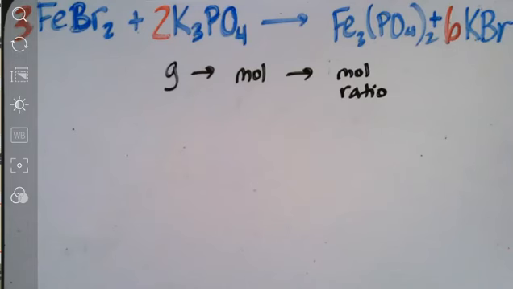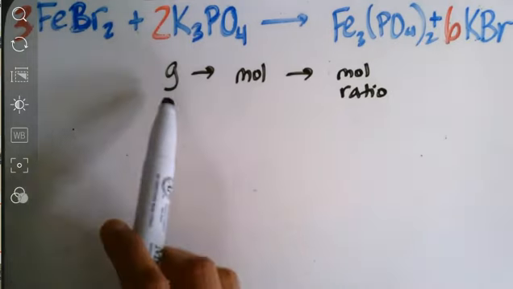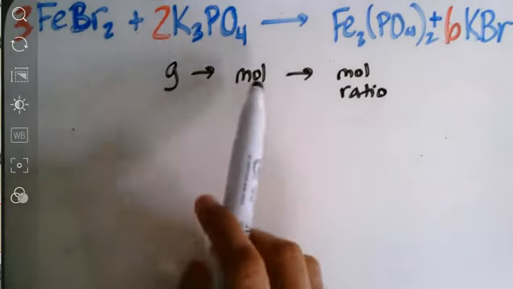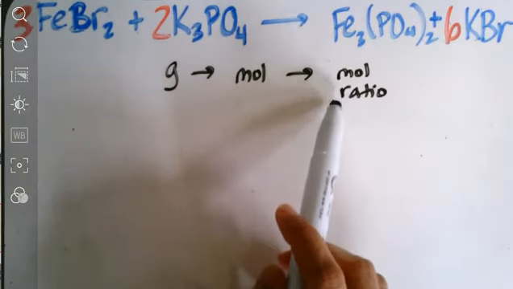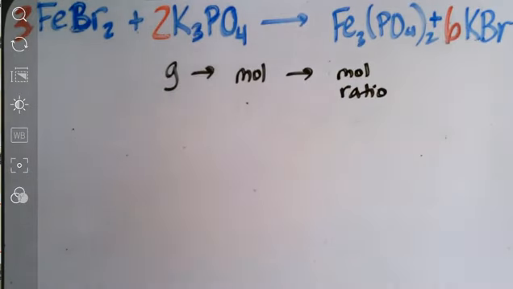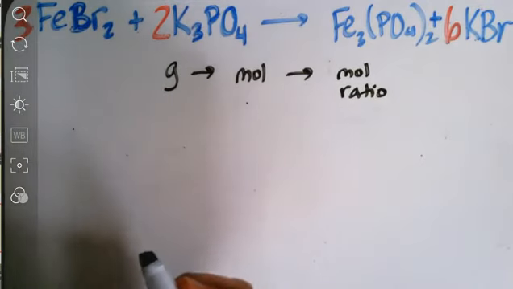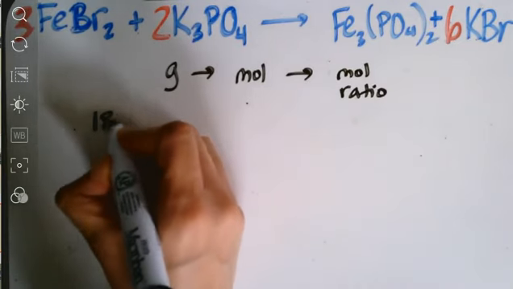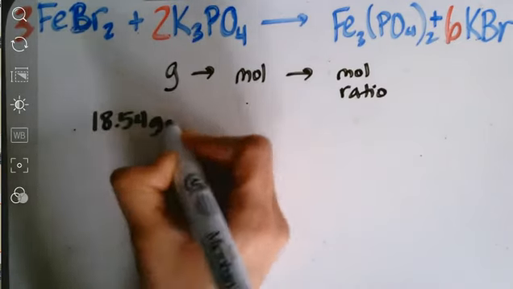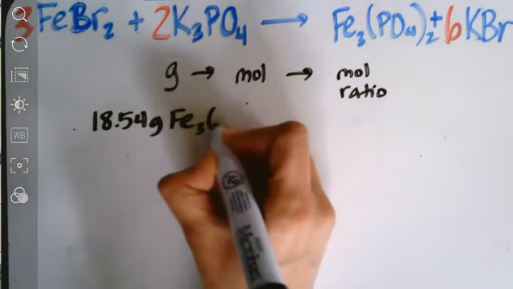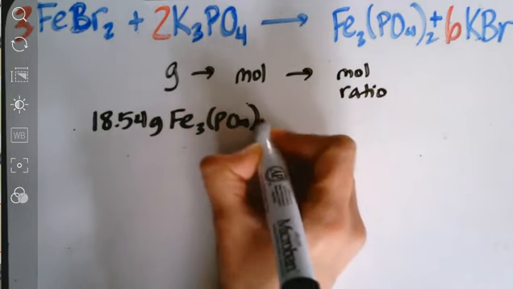So here's my whiteboard setup for you. This is just a reminder to show you our pathway again. So we're going to be given grams. We have to convert that to moles and then set up our mole ratio, and that'll be our final step. So this is going to be a 1-2 step problem. Okay, so let's take a moment to set up our given value, 18.54 grams of iron 2 phosphate. These formulas are kind of lengthy here.